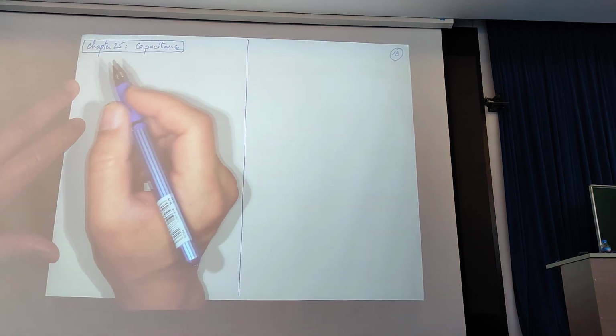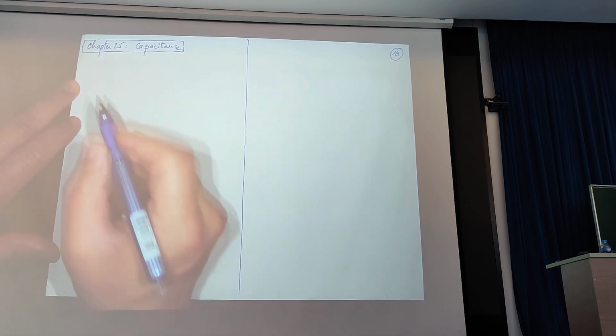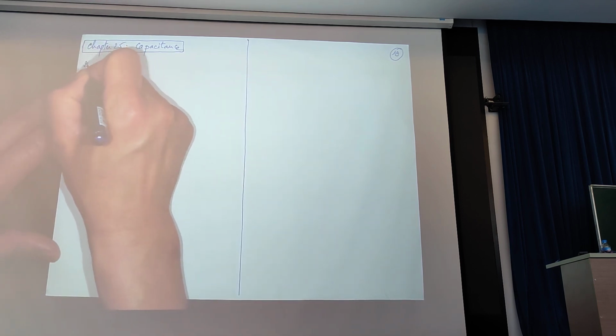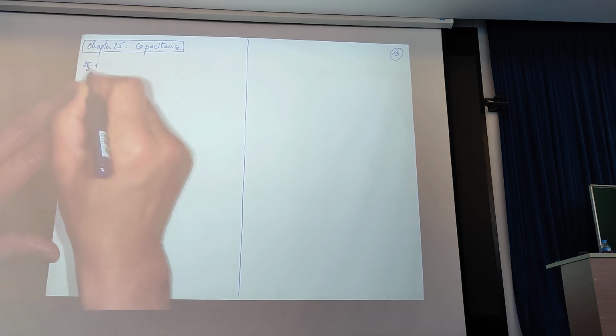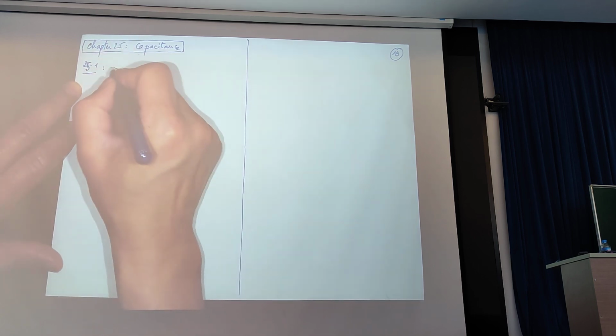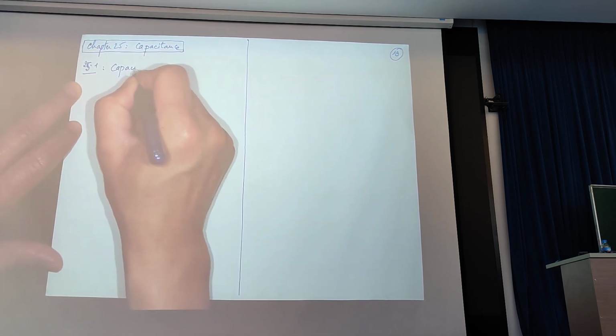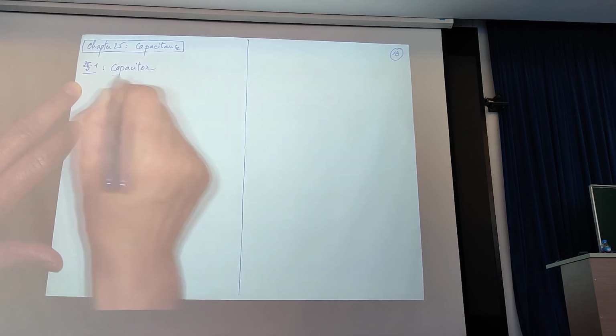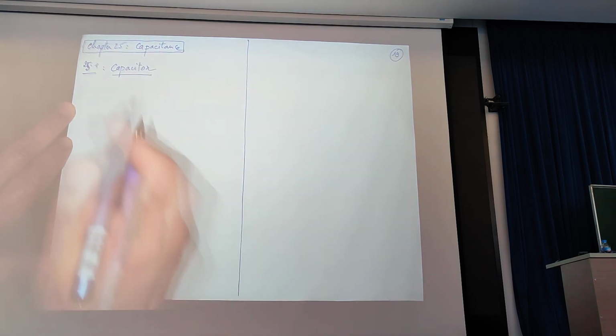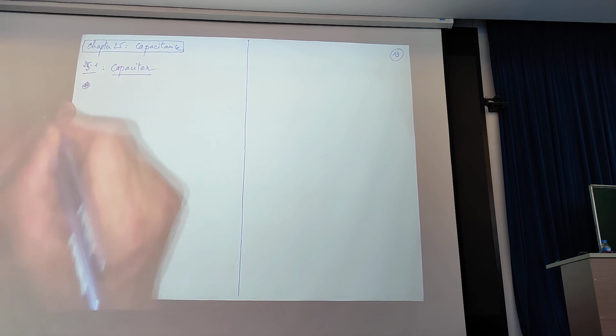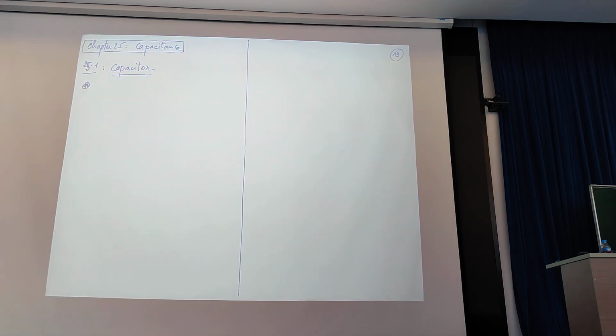Okay, so let's start with some definitions. Are you ready? Yes. Okay, so I am going to present to you what a capacitor is. By definition, a capacitor is an ensemble, a set of two conductors, connected with different charges.